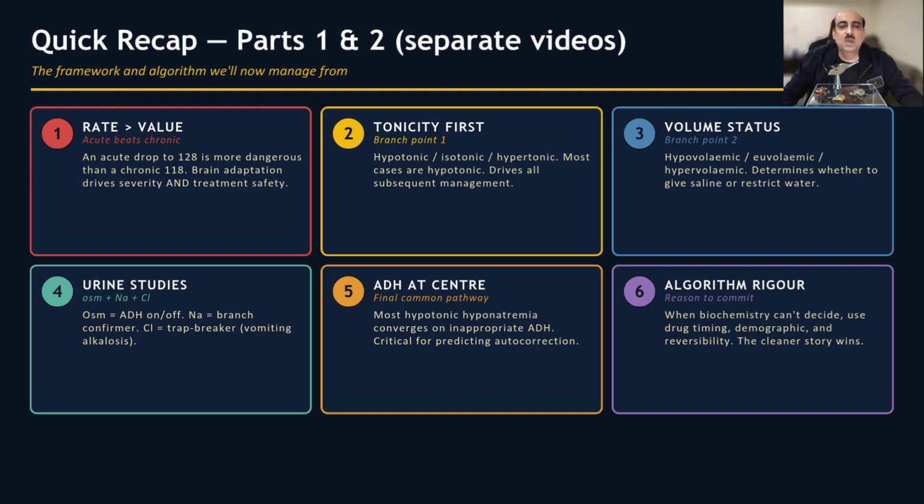And number 6, when the biochemistry cannot decide, you commit with clinical reasoning using the drug timing, demographics, and the reversibility. And you need to hold on to these 6 because every management decision in this part 3 hinges on these 6 items.